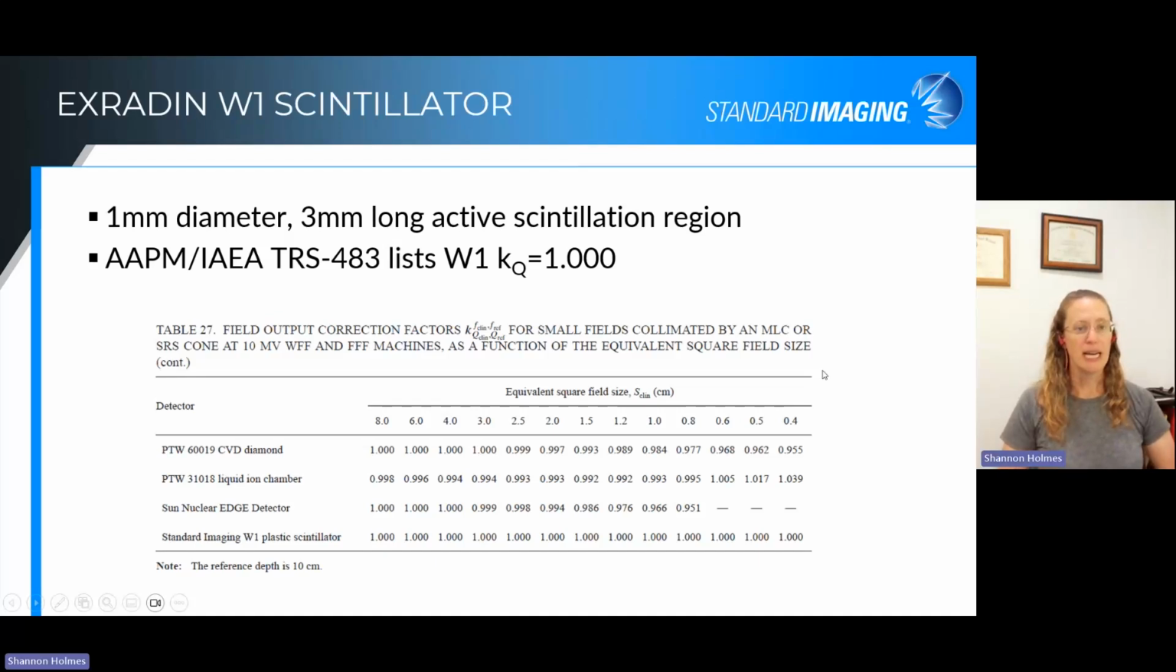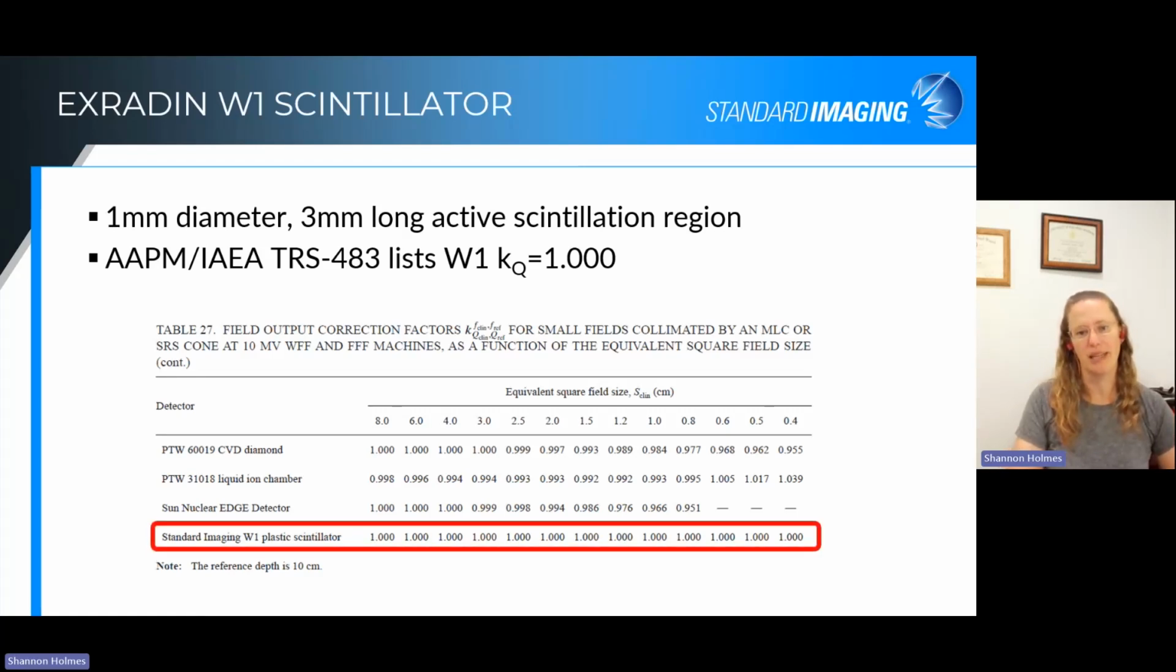One of the best things about these scintillators, and the reason that they're so popular, is that they do have a beam quality conversion factor of unity. So one of my favorite things out of TRS 483 is that every table that the W1 shows up in, all of the correction factors that are listed for all of the field sizes that are listed are all just unity. So it takes one thing off of your plate in terms of concern about, am I correcting this properly?